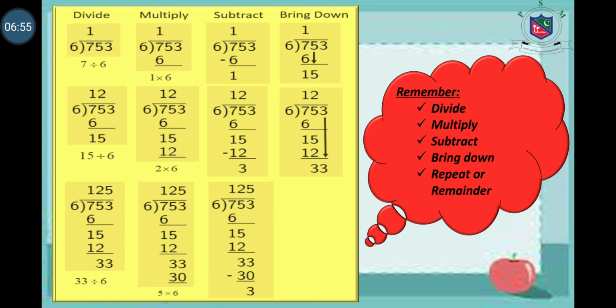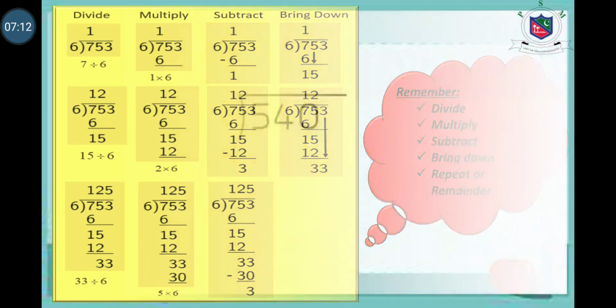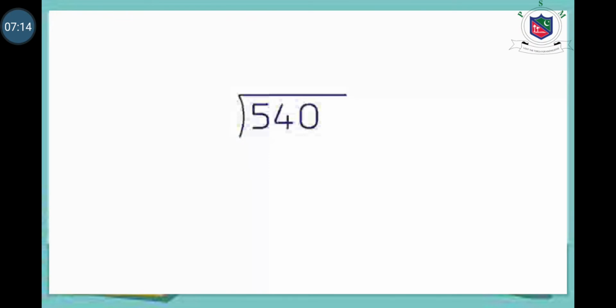We have more digits in the dividend, so we have to bring down. Again, we have to repeat the process until we get a remainder, or we divide the dividend completely. Let's try one example of how we can do the process of long division. Here we have 540 divided by 17.